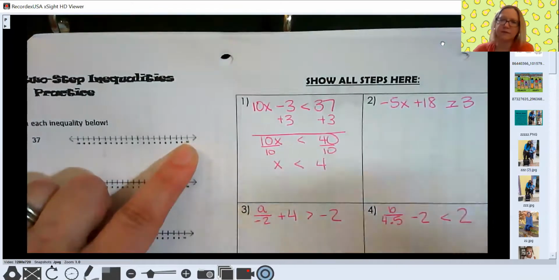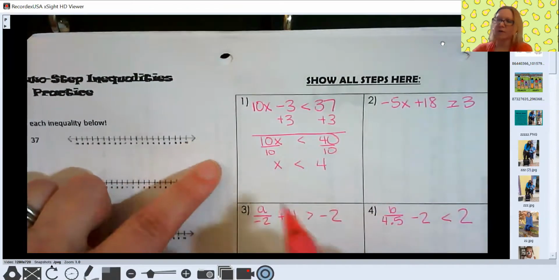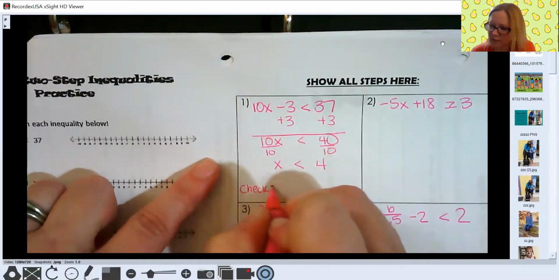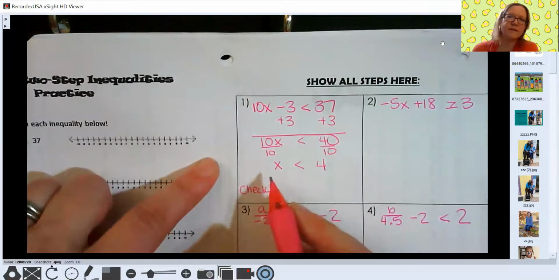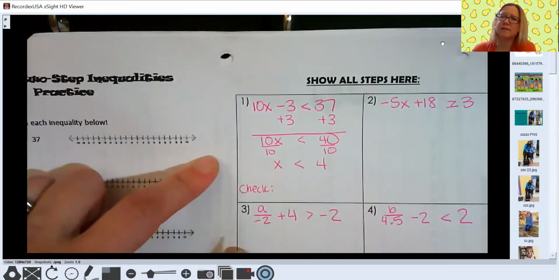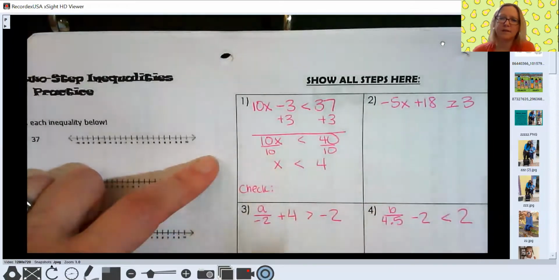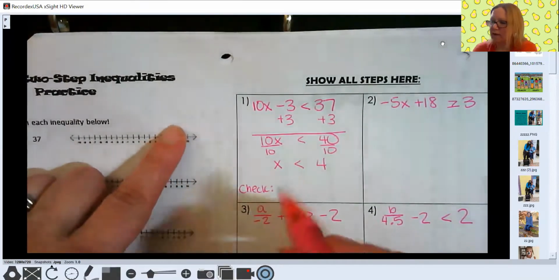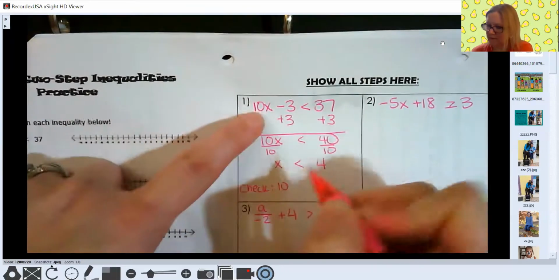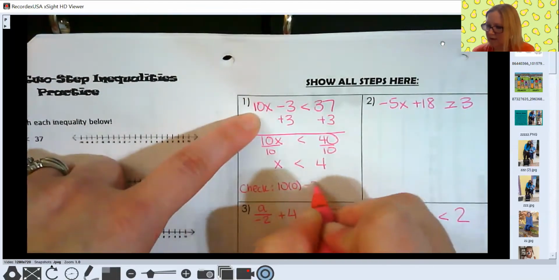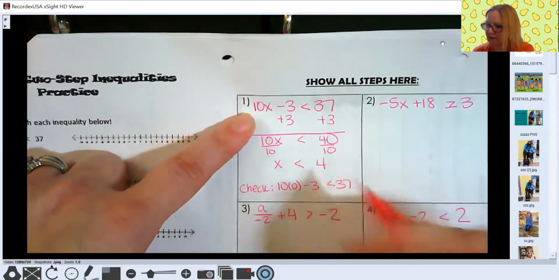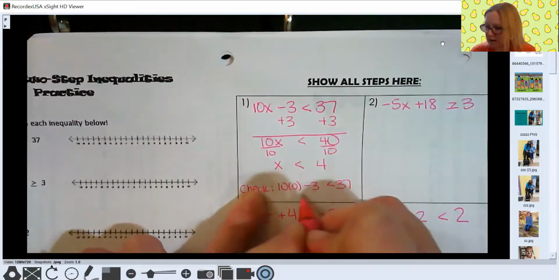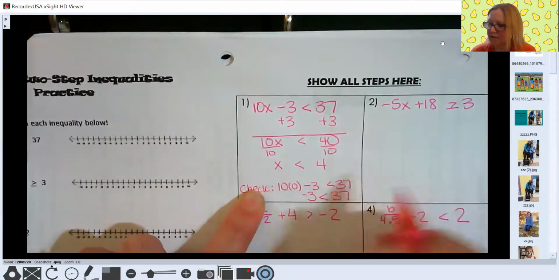and that leaves me with x is less than 4. To check our answer, choose any value that would be true here, a value that's less than 4. I like to pick easy numbers like 0, 1, 2, 3. Let's say I use 0. So 10 times 0 minus 3 is less than 37. That's 0 minus 3, which is -3, and -3 is less than 37.